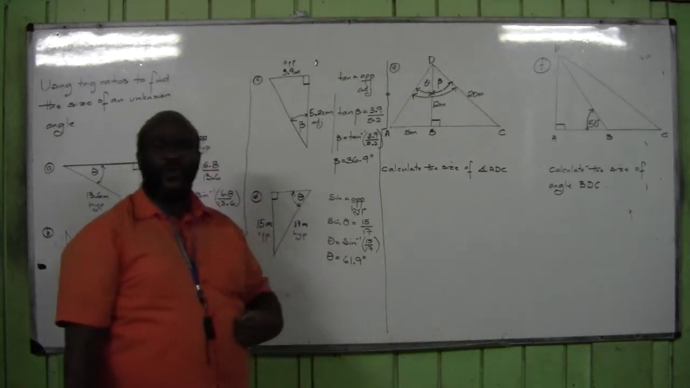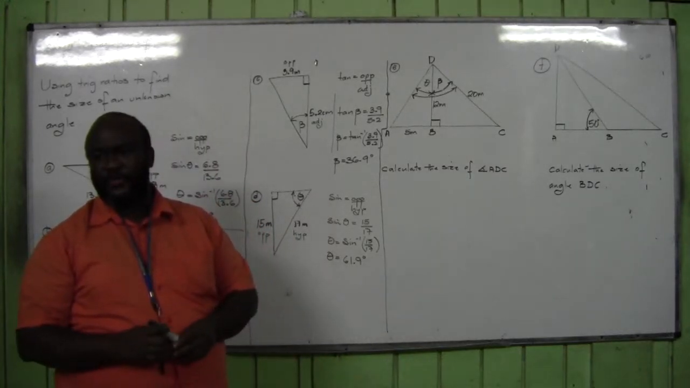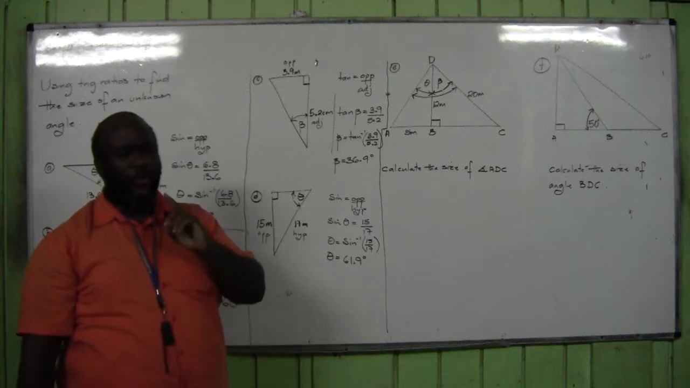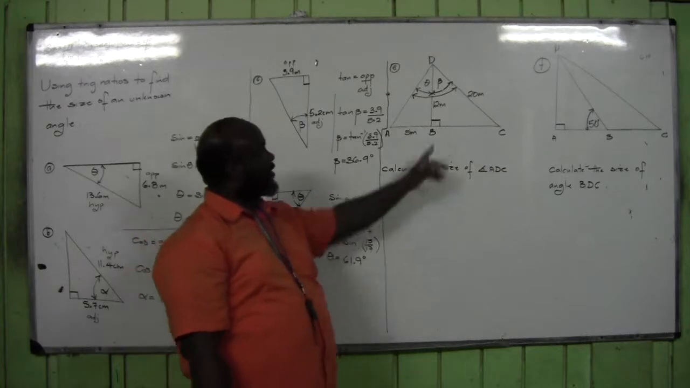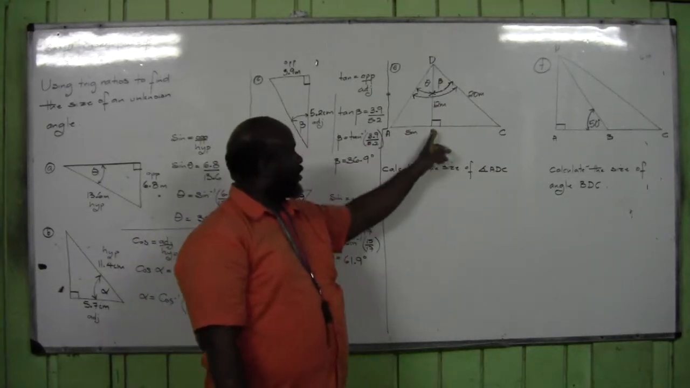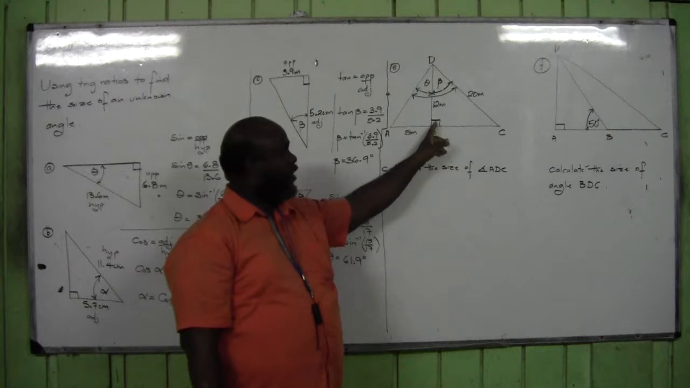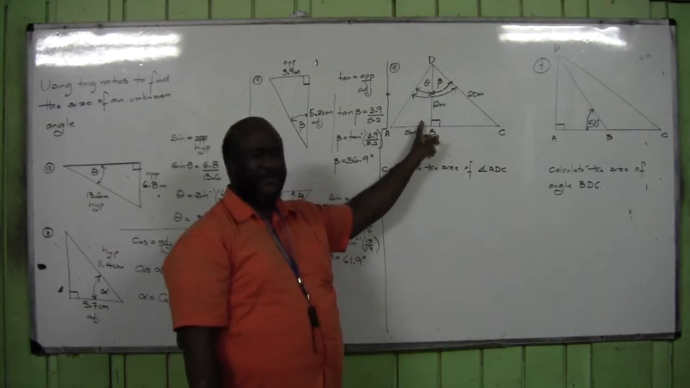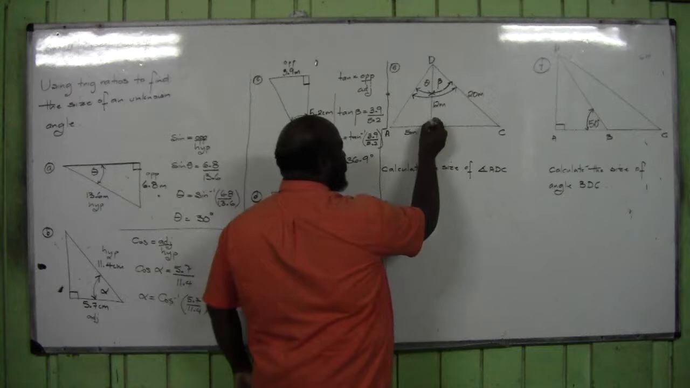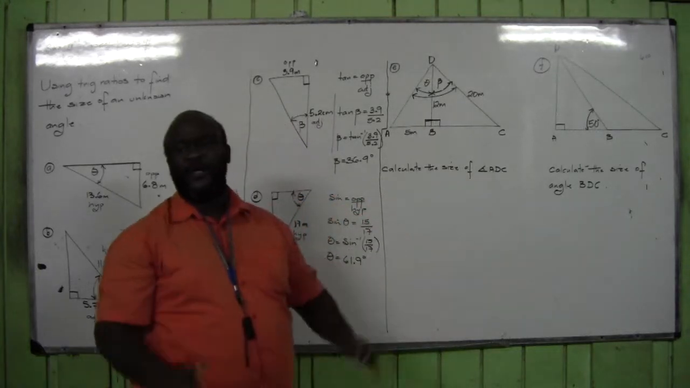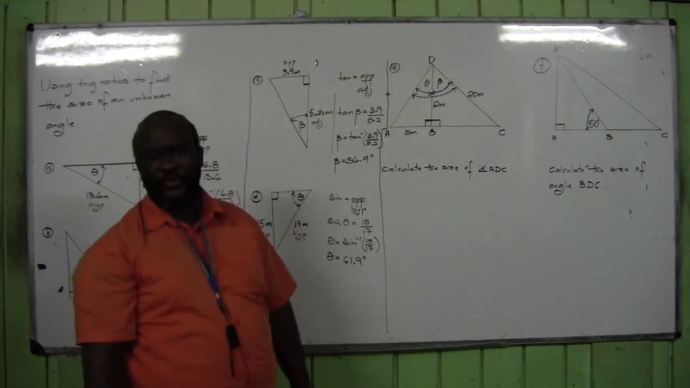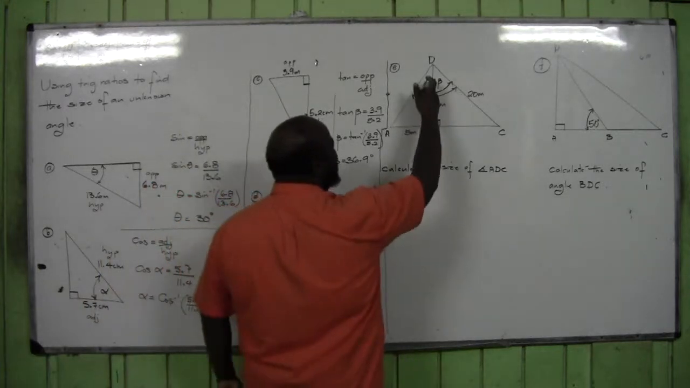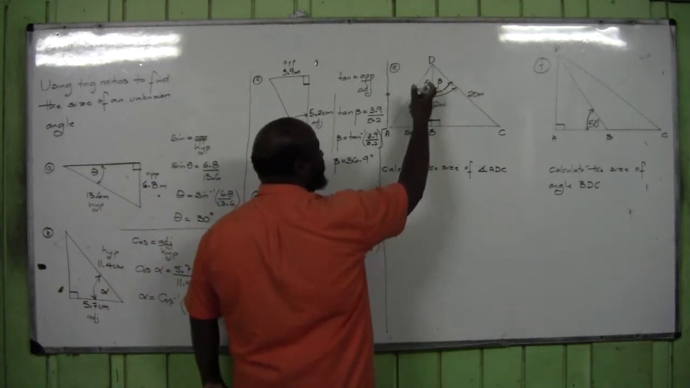But the tools we have to work with are the trig ratios, and trig ratios only work with a right angle triangle. What we notice is that this divided line meets here at a right angle. So if this is 90, this side over here is also 90. That line divides the triangle into two right angle triangles. Now I have a right angle triangle, I can use trig ratios.